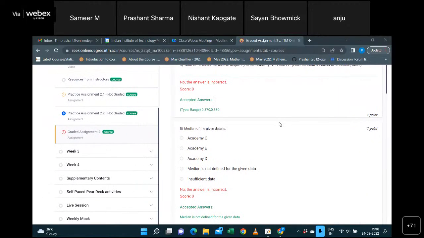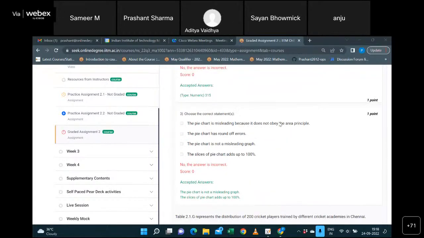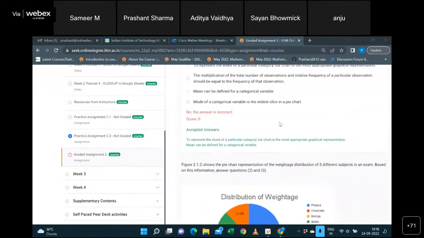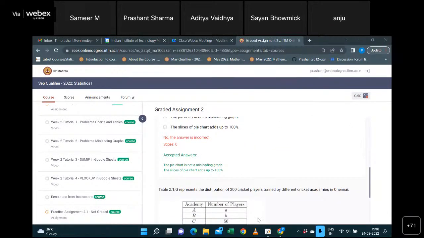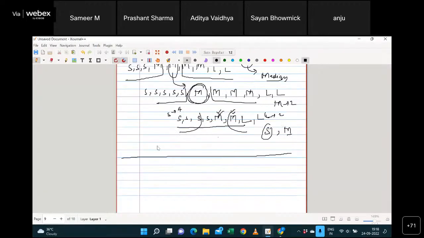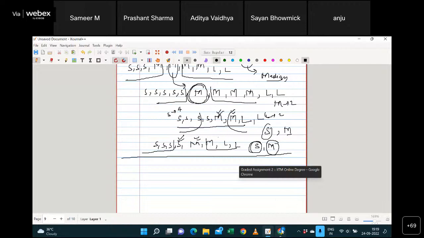Sir, I have a doubt: if there are an even number of observations in a data set, how can we determine its median? See, Aditya, first it should be ordinal data. Second, you can consider any two. In this example, suppose I have an even number of observations, and I have removed these three and these three. So I have the middle S and M. The median can be either one: you can take S, or you can take M. If someone says S is the median of this data set, or someone says M is the median, both are acceptable.